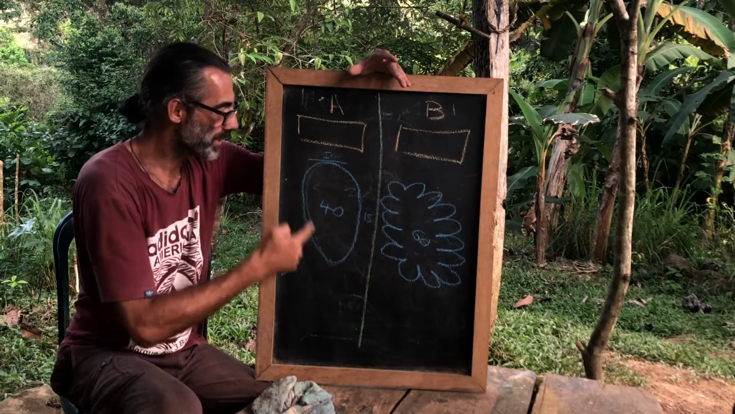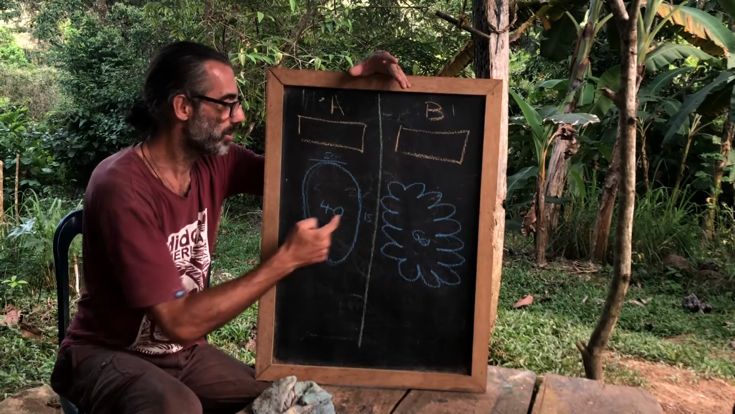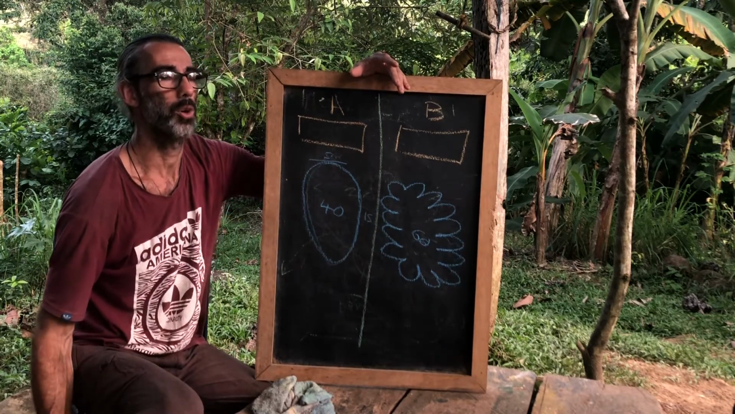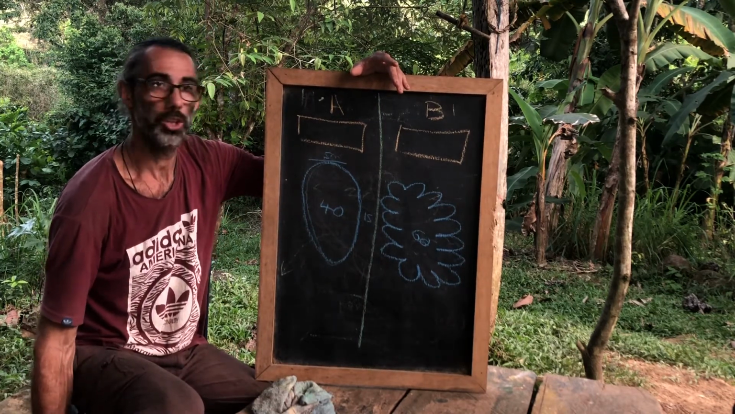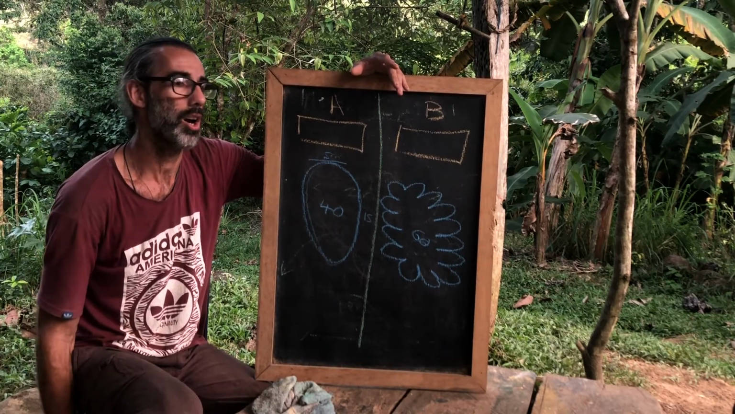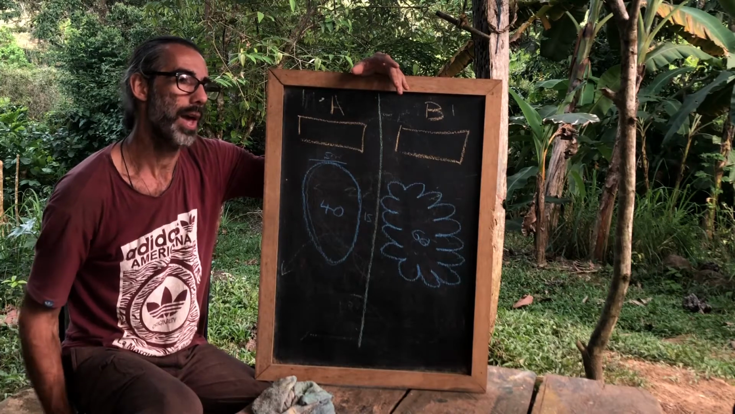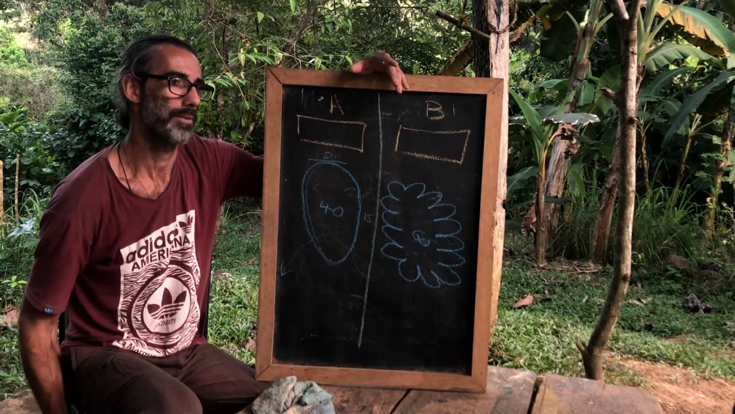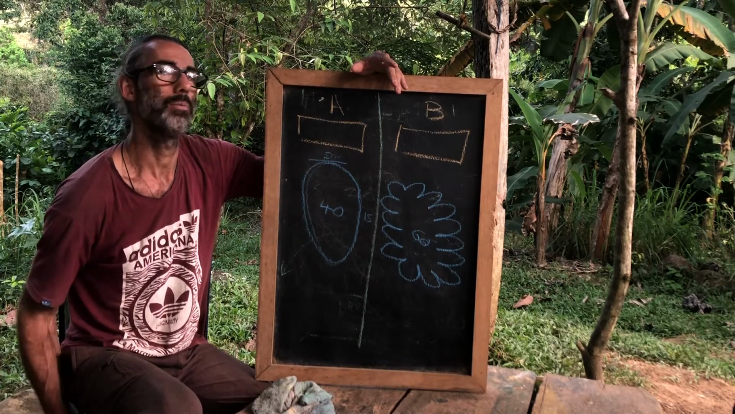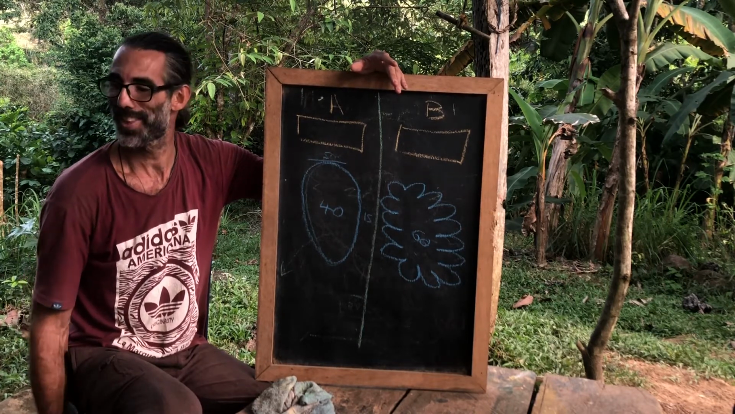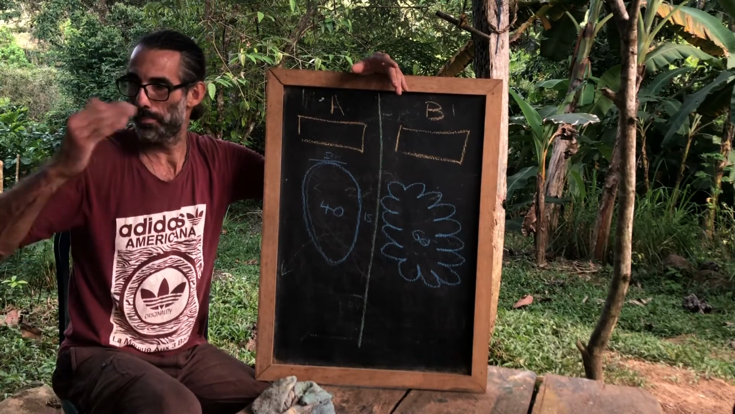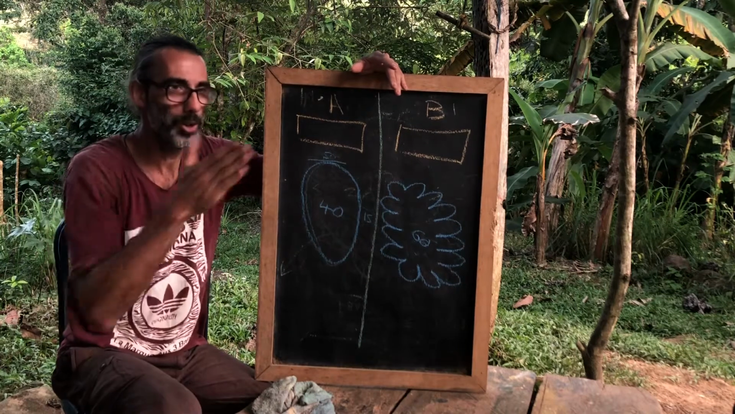So with the same amount of space, we've just increased our yield by 50% because we've increased the edge. And we can do this with every kind of system. The more edge we've got in our gardens, in our farms, the higher the yield potential we're going to have. Make sense?